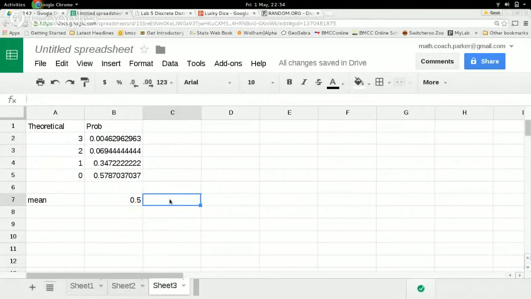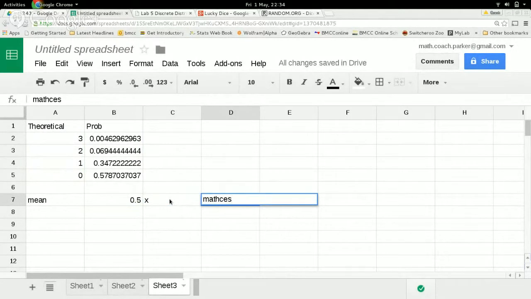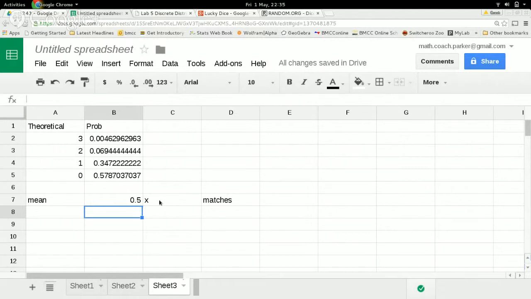Now 0.5 is the average X value here. X value means the number of matches. And so I find that the number of matches is a half. I can't have half a match. That must mean I get 0 or 1 match. All right, so another thing that we need to calculate is standard deviation.